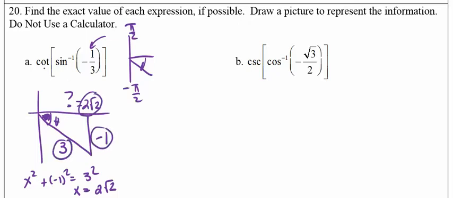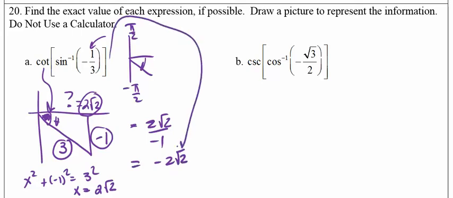What I want is the cotangent of that angle, okay? So the cotangent of this angle is going to be, instead of opposite over adjacent, it's going to be adjacent over opposite. So the cotangent of this angle is going to be 2 rad 2 divided by a negative 1, which is just negative 2 rad 2. So that means the exact value is negative 2 rad 2.